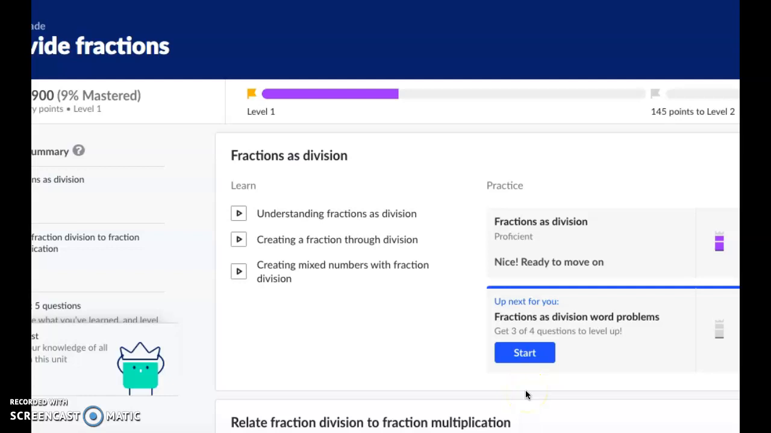Khan Academy, Divide Fractions, and we're working on the subtopic Fractions as Division Word Problems.